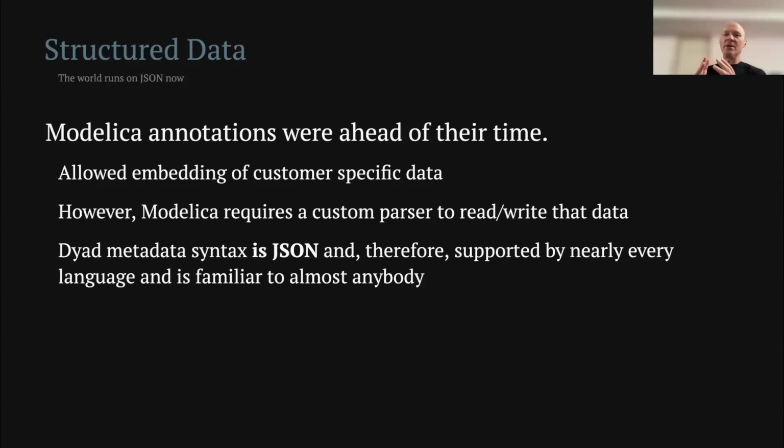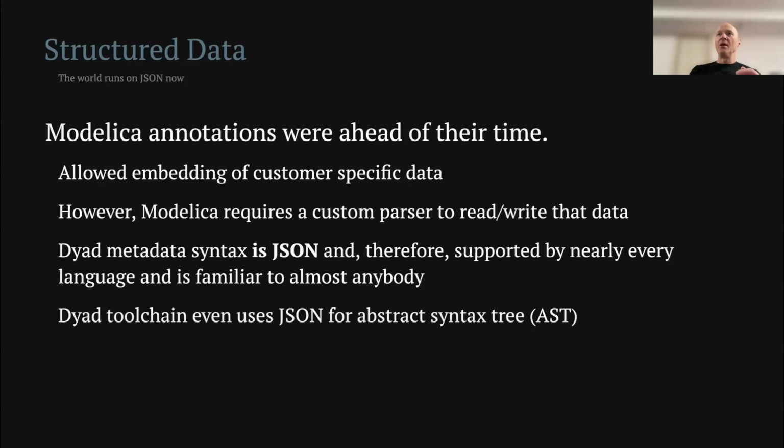In contrast, in the Dyad language, we don't actually have our own annotation syntax. We actually use JSON. So it's just JSON that's embedded directly in models. And so it's a very familiar syntax for people to understand. But another thing that makes this particularly powerful is that the Dyad toolchain actually uses JSON as well for its abstract syntax tree representation in all of its tools. So this isn't a feature that we add for customers. This is actually intrinsic to our toolchain, that we do this internally.